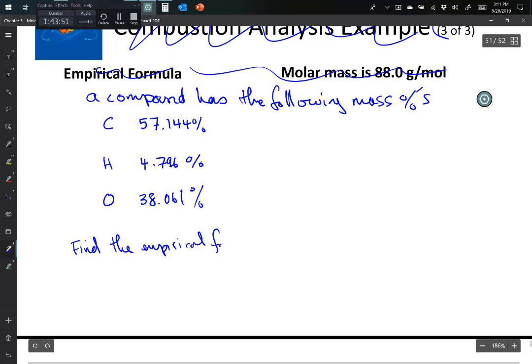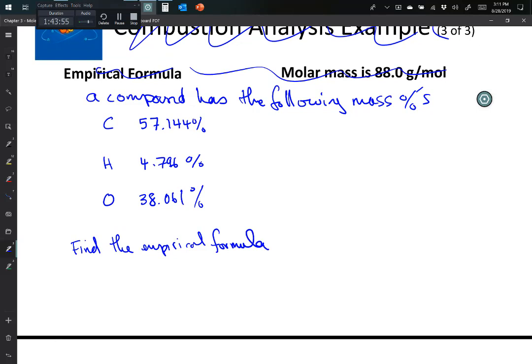Empirical formula. Okay. And the only thing different about this problem is it's done in percent. So before I gave you grams the whole time. I gave you grams, I gave you grams, I gave you grams. So this is how this problem is different. Different percentages. These are percents by mass.